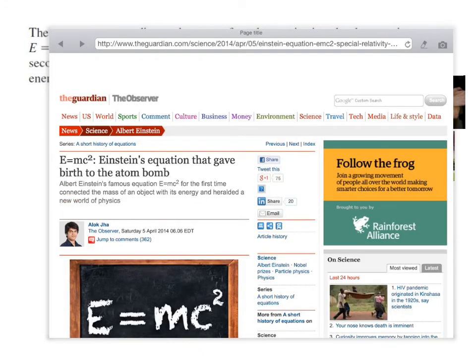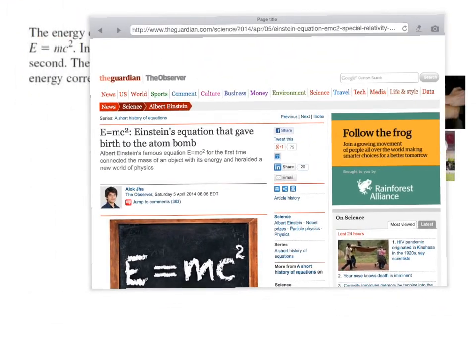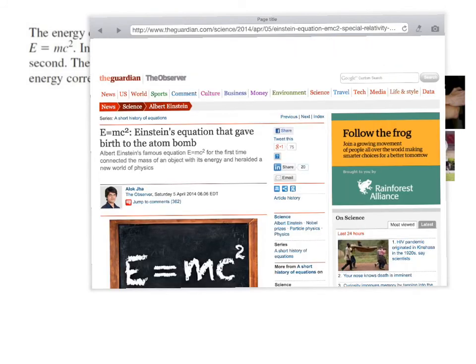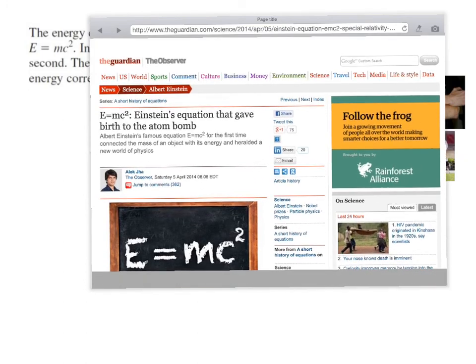It was the formula that gave birth to the atomic bomb. It was, for the first time, and I'm reading right here, the first time to connect the mass of an object with its energy and herald a new world of physics. So when you get a chance, feel free to Google E equals mc squared. It's a very, very famous equation, and there's a lot to read about it on many different websites. I just found this one on The Guardian.